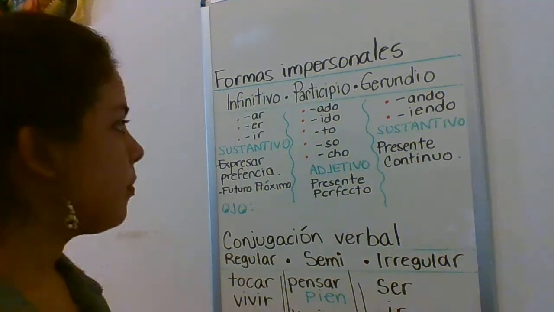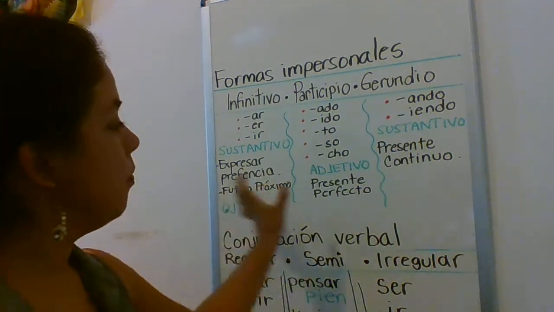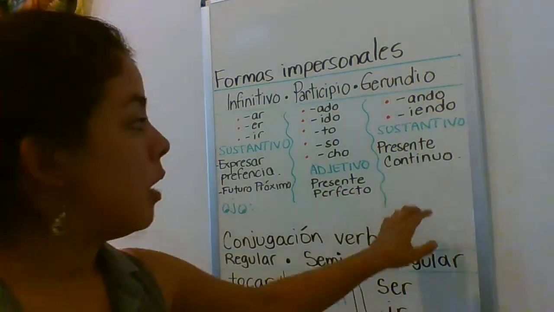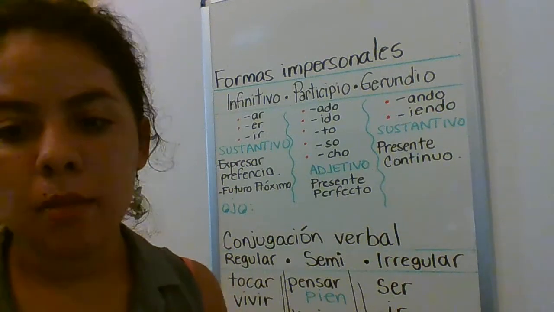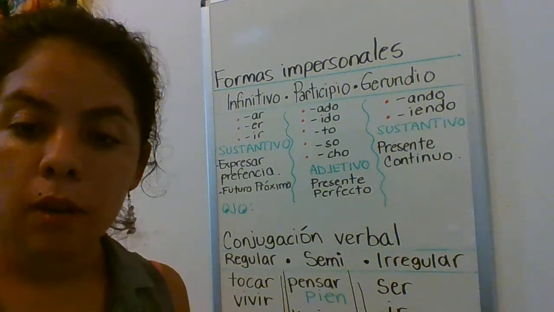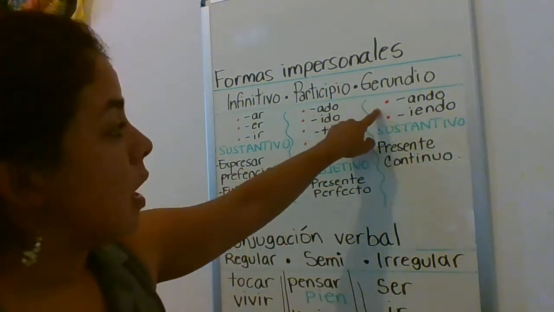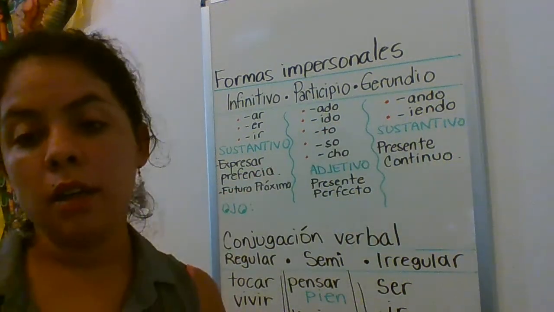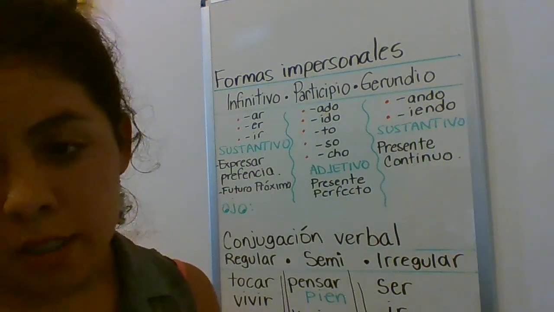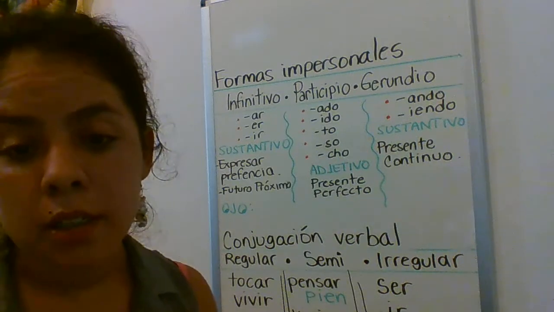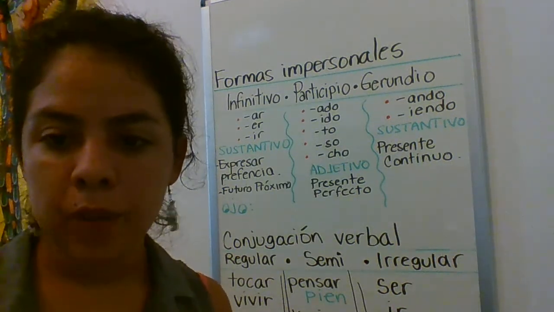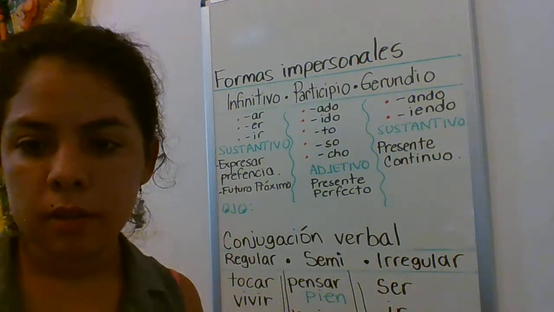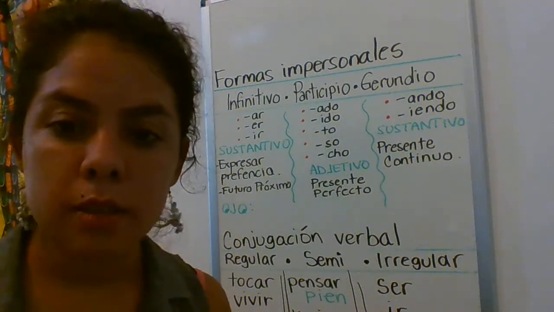So yes, we have infinitivo, participio, and gerundio. Gerundio has a weird name, but it's just a continuous way of the verb. The endings are ando and yendo, and in English, the ending would be ing. When we add the ing to a verb, it becomes a noun. Swimming is good for you. The subject is swimming, the name of an action.